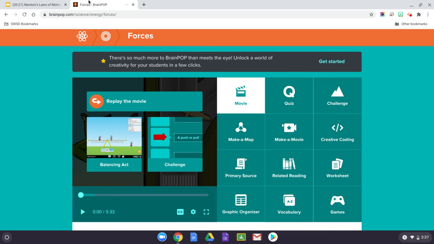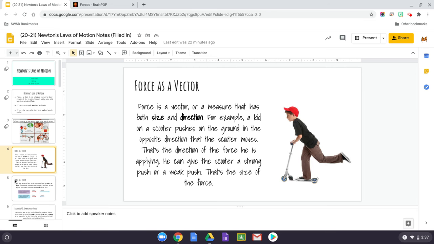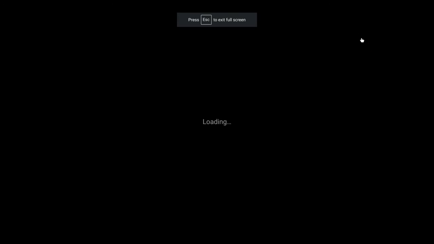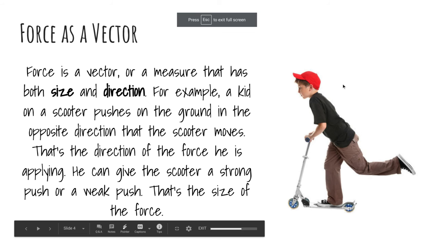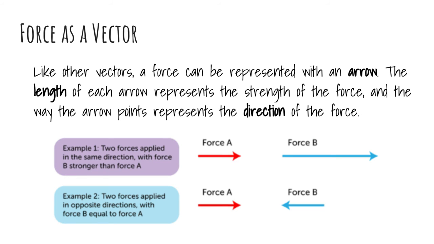Okay, so we have our video on forces as a vector. So hopefully that kind of gave you some background knowledge or kind of sparked some of your knowledge about forces. So we'll get back into it. So yes, forces are a vector. They have both size as well as direction.